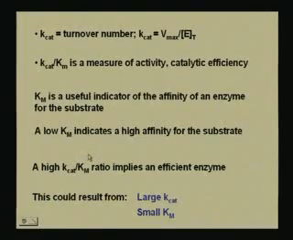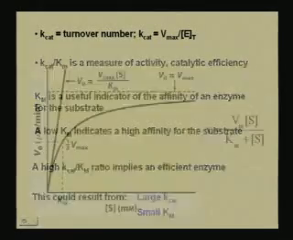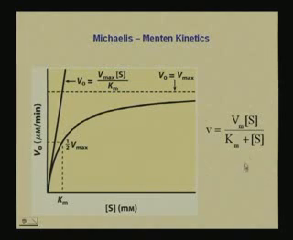Okay, so from Michaelis-Menten enzyme kinetics, there are certain aspects of enzymes that we can consider about the efficiency of an enzyme in terms of the kinetic constants that we have. So this is our Michaelis-Menten kinetics. We have a Vmax, we have a Km, we have a velocity, and we have a substrate concentration.